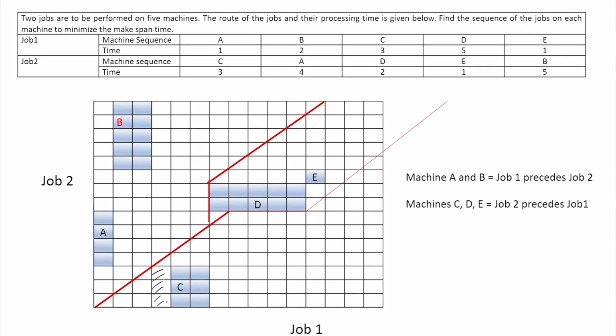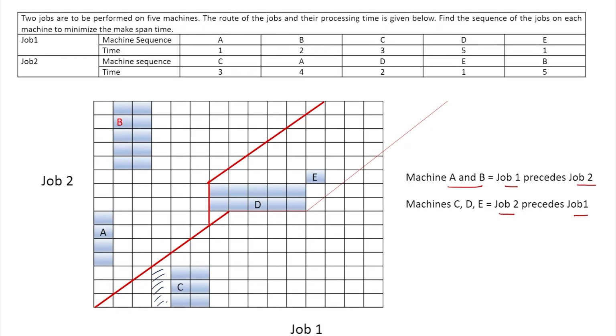So, consider this as also included in the sheet, and with the red color I have shown the path line. So, job A and machine A and B, they will process job 1 first and then job 2, and C, D and E, they will first do the job 2 and then they will do job 1.